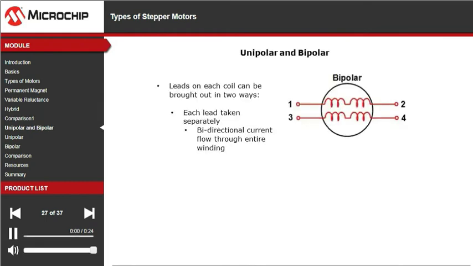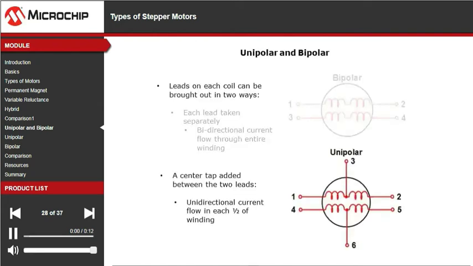There are 2 subcategories of stepper motors which are determined by how the leads from each phase winding are brought out of the motor. The first example is a bipolar configuration where each winding lead is brought out separately. This type of winding, depending on the voltage applied and to which lead, can produce current flow in either direction, allowing each stator pole to be magnetized to north or south.